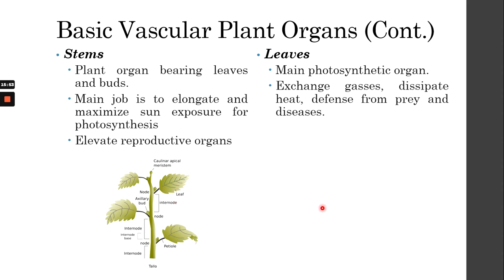Also, another job of the leaves is for exchanging gases, dissipation of heat, defense from prey, and various pathogens or diseases. So exchange of gases, intaking of carbon dioxide, and releasing of oxygen happens on the leaves of the trees or plants. Also, the trees use leaves in order to dissipate heat, especially in summer, and if the plant is not suited for much warmer areas, they usually release some of their heat via the leaves. We're not going to go into detail yet. We're just looking at the various functions of these organs.